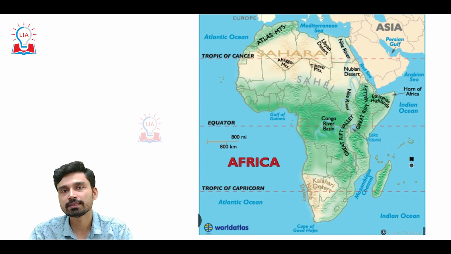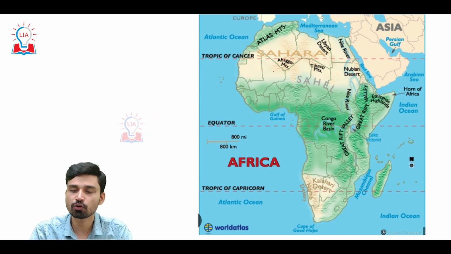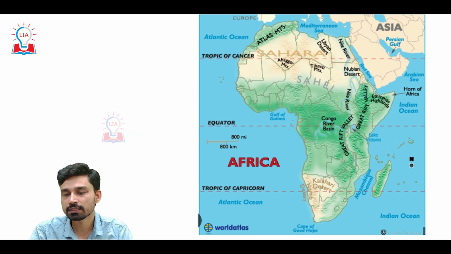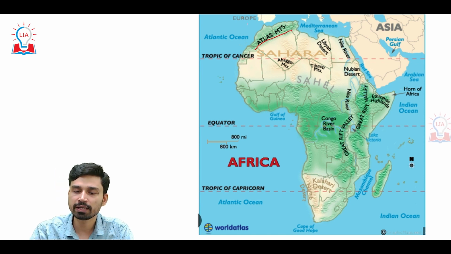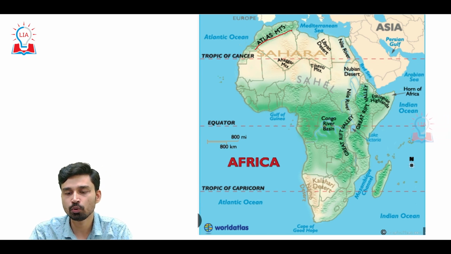So now we try to understand the physical features of Africa. In the northwestern side, as we can see, we have a long mountain range called the Atlas Mountains. The Atlas Mountains actually were part of the earlier Scandinavian-Appalachian mountain ranges, but due to continental drift, it has now split apart and stands alone in the African continent. Apart from that, the northern part of Africa is largely covered by the Sahara Desert. Then we have the Nile River, obviously, which is the longest river in the world.